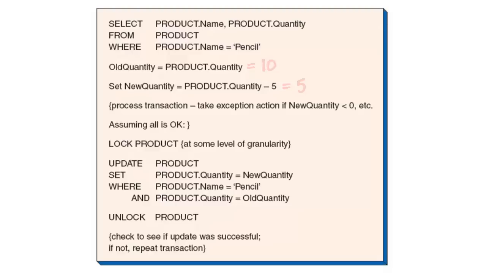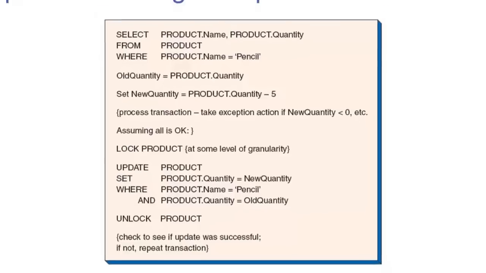So when we check and we determine that our update was not successful, we would need to roll back this transaction. That is, we would need to undo any changes that were made along the way and try to repeat the transaction until ultimately it is successful.